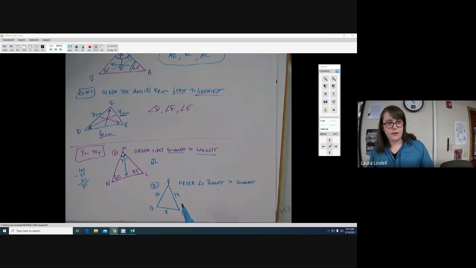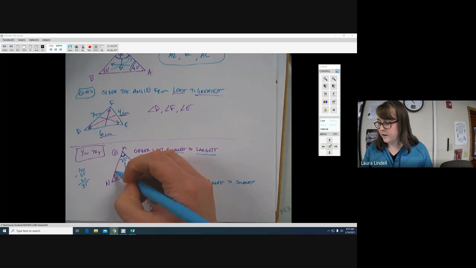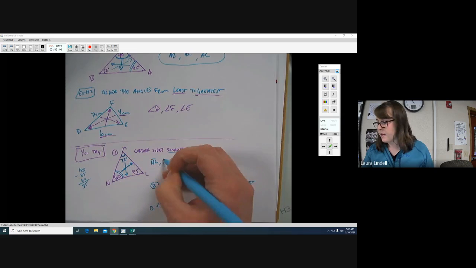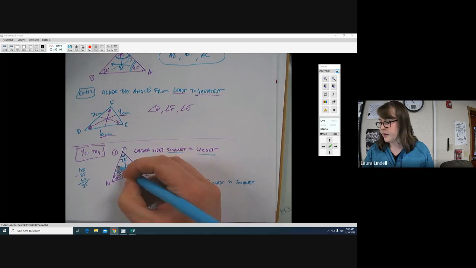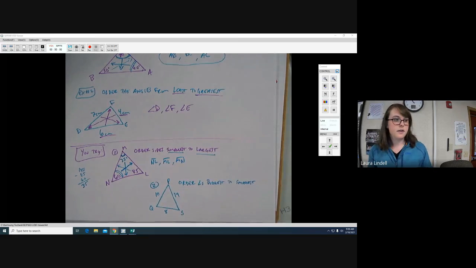All right, then what comes next? All right, we got a vote for ML. Anyone else for ML? All right, we got some agreement there. The next smallest angle is that 60-degree one, right? So then the next smallest side is going to be across from that, ML. Nice job. And then by default, the last one, the biggest, is across from that 85-degree angle. That would be MN. All right.